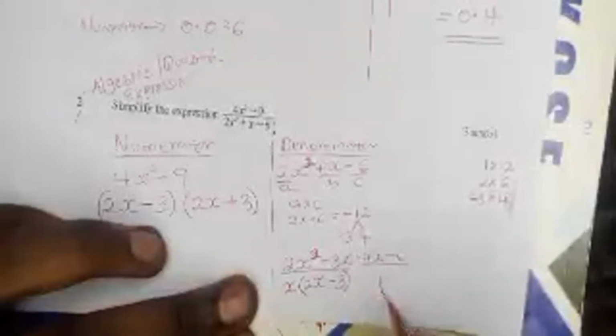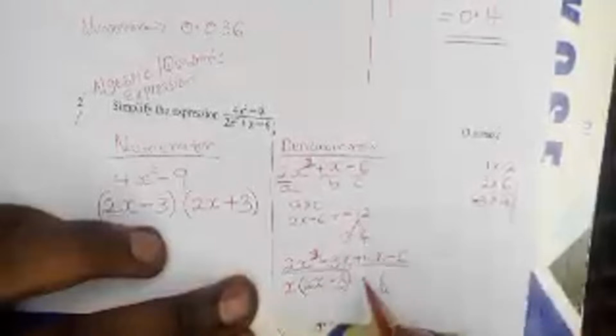Same to this side, we have 2 as a common number, so that we have 2x minus 3. Now this is the secret: inside here, they must be the same. So after that, we take the ones that are outside to be x plus 2, and inside the bracket, you take one group, 2x minus 3.